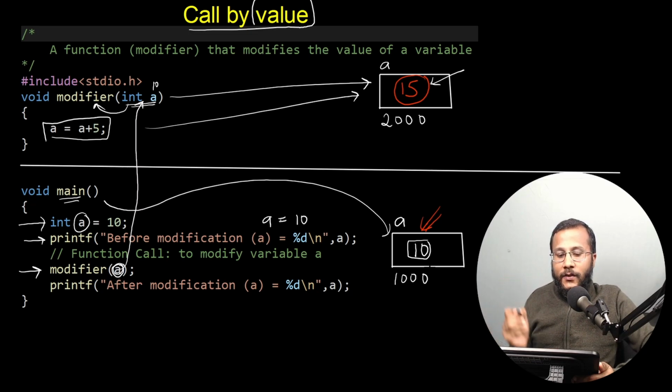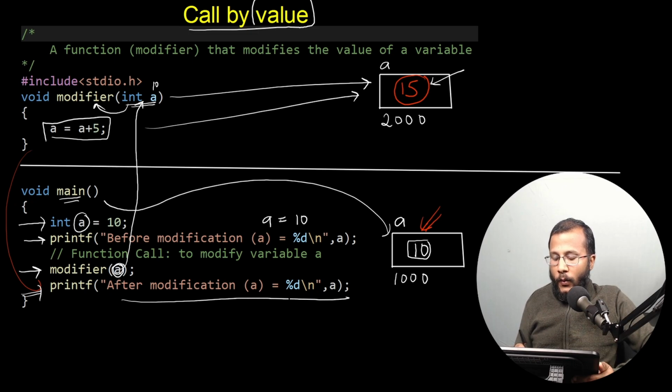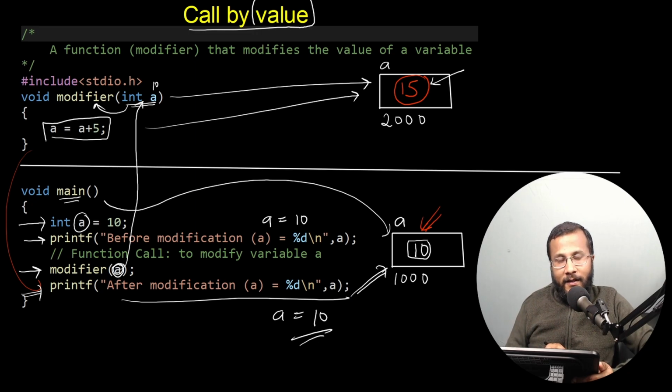So once this execution is done, the control will come back to the main function. So the modifier function is done, and then it will execute the last printf. It will print the value of a. So whenever it prints the value of a, it will see the value of a is 10. So it will print a equals 10. This is the reason why the value of variable a in the main function is not modified, because I am passing the value of a. I am passing 10 and I am not passing the entire variable a.